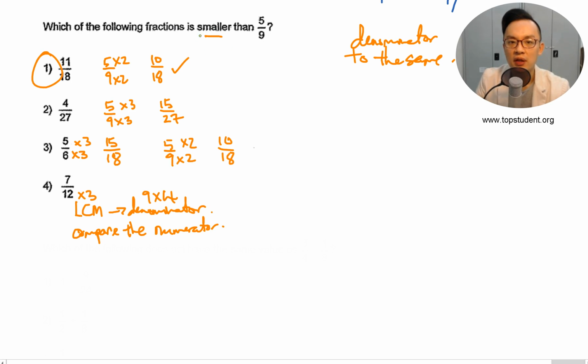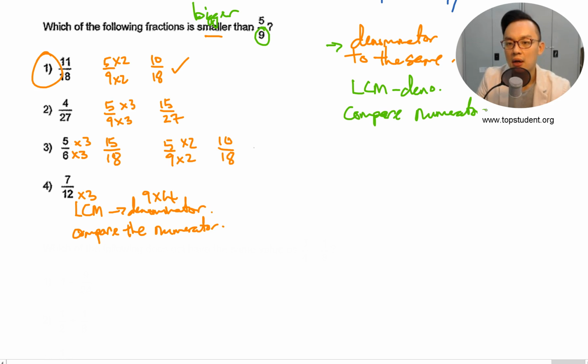So for this question, every time you see smaller, you see bigger, you want to compare fractions, always change the denominator to the same as the one that you want to compare to. And if, let's say, you cannot just times easily, then you need to find the lowest common multiple for the denominator. All right, and then you compare the numerator. Okay, so that's how you solve this kind of questions.